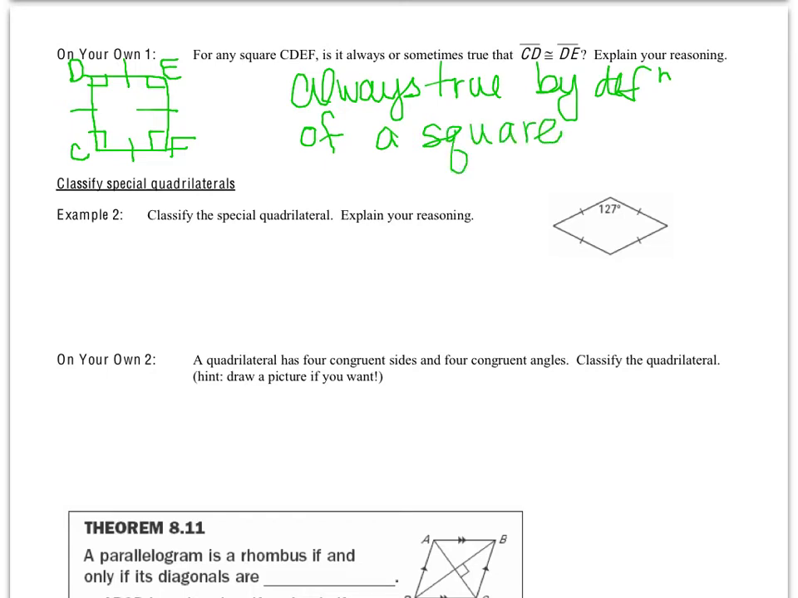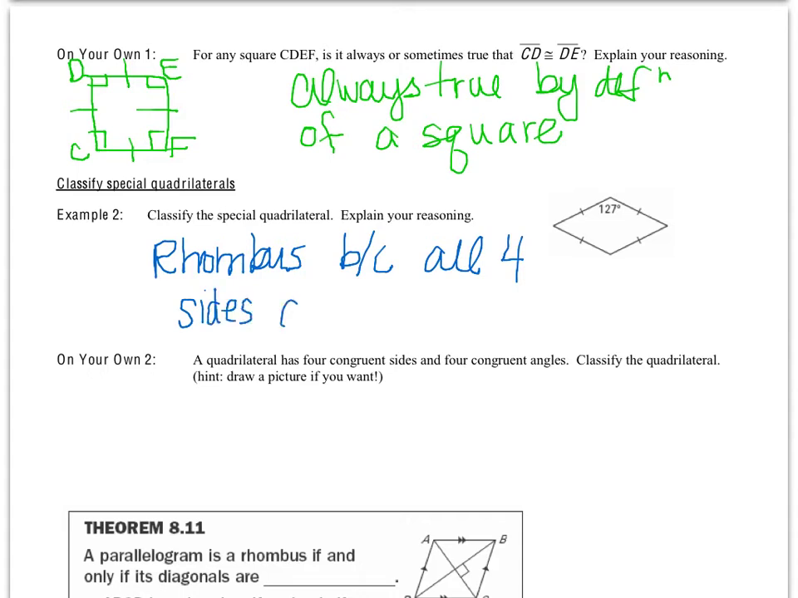All right, example 2 says classify the special quadrilateral and explain your reasoning. So looking here, I know that I've got 4 sides that are congruent. With all 4 sides being congruent, we know it's a rhombus. Now this has a 127 degree angle, so it's not going to be a square. So our most specific thing is rhombus, and that's because all 4 sides are congruent.